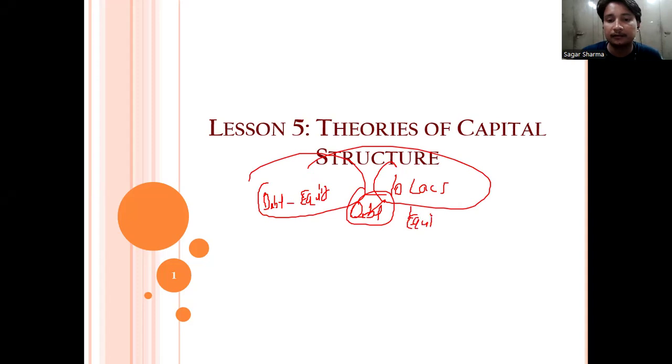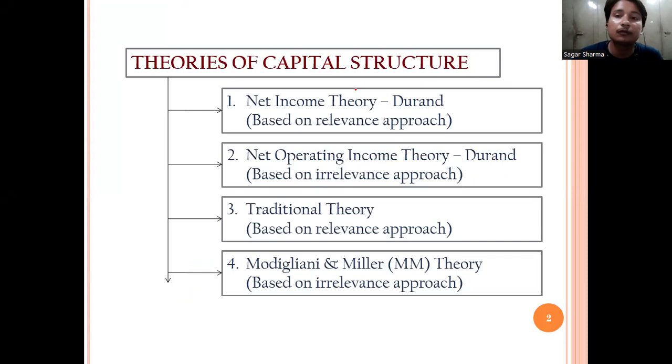So there are various theories given by the various financial analysts. So what are those theories? First, look up these. Yes, you can see there are four mainly theories of capital structure. First one is net income theory, net operating income theory, traditional theory, and Modigliani and Miller MM theory. Firstly, you should know net income theory and traditional theory talk about the relevance approach, and net operating income approach and Modigliani and Miller MM theory is based on the irrelevance approach.